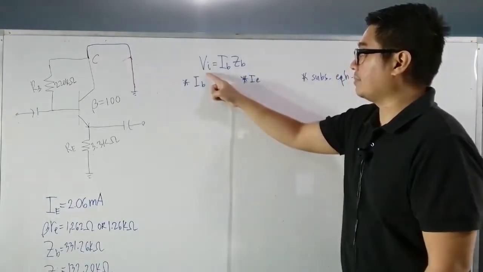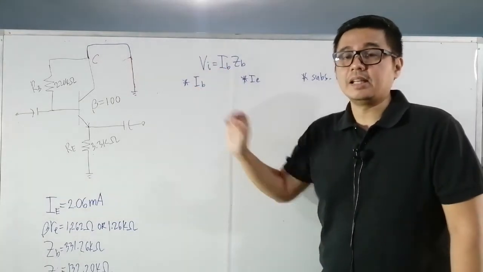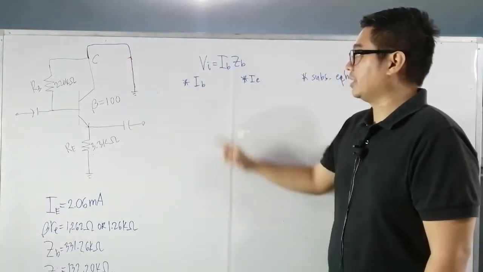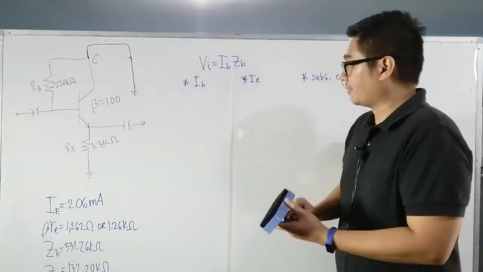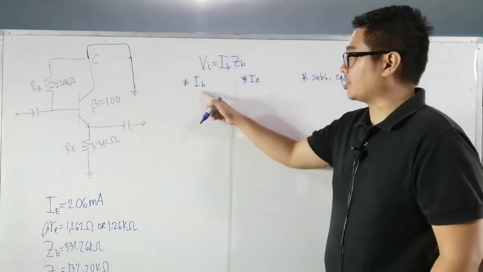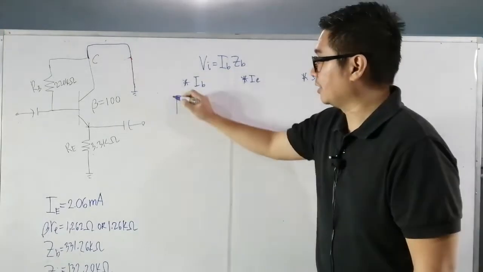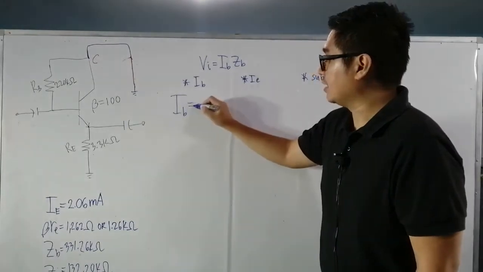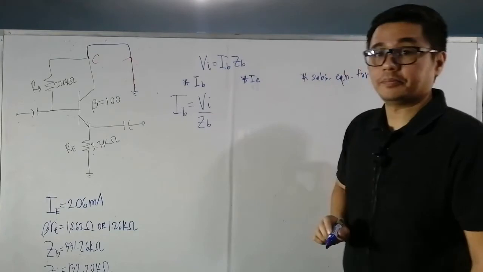So we have V sub I, which is the input AC voltage. Ito yung ipinapasok nating signal sa input coupling capacitor. I sub B times Z sub B. First is, let us derive the equation for I sub B from this equation. So napakadali lang yan, no? We have I sub B is equal to V sub I over Z sub B.